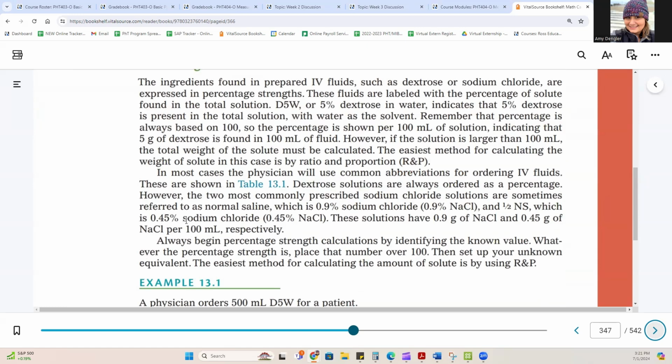However, the two most commonly prescribed sodium chloride solutions are sometimes referred to as normal saline, which is 0.9% sodium chloride, or 0.9% NaCl, and half normal saline, which is 0.45% sodium chloride. These solutions have 0.9 grams of sodium chloride and 0.45 grams of sodium chloride per 100 ml respectively.